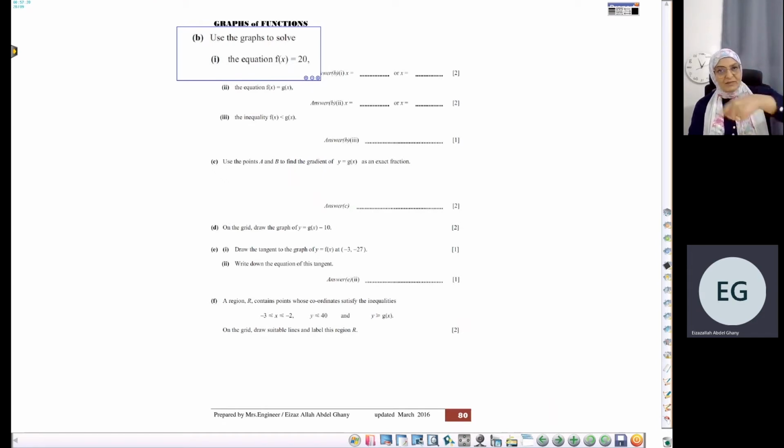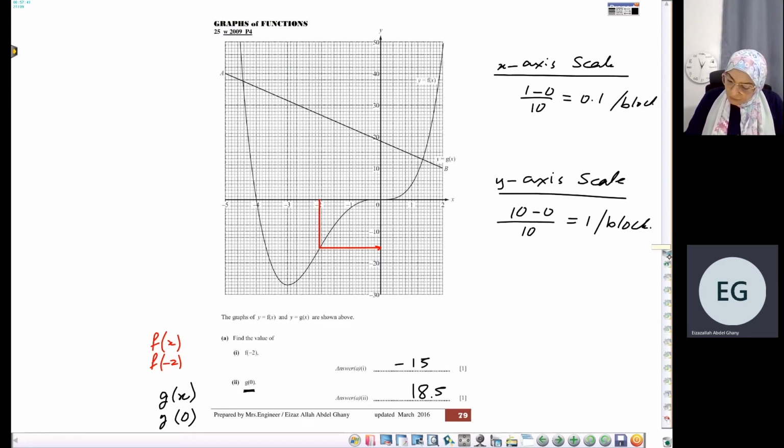Remember, the function f was the curve, and f equals 20. It means you draw the line y equals 20, which cuts y-axis at 20. And it cuts f of x at which part? Now let's draw y equals 20. Okay, it will cut the curve here at 2 points.